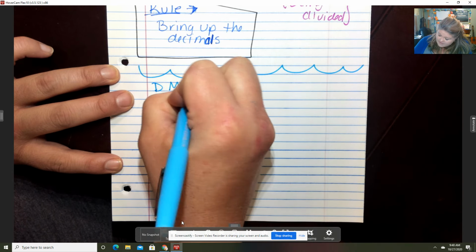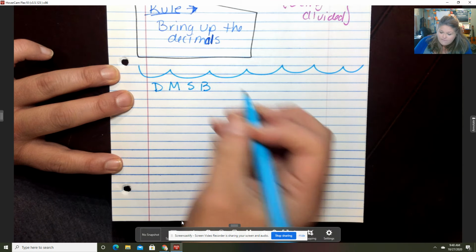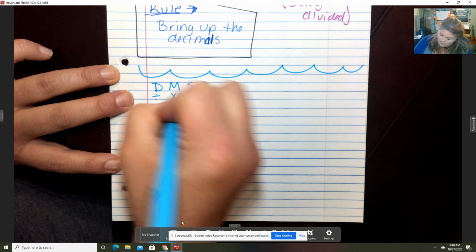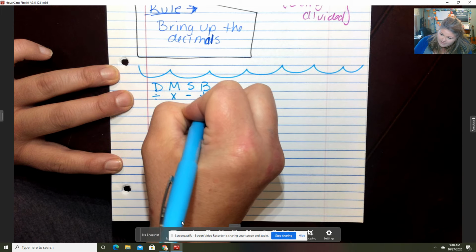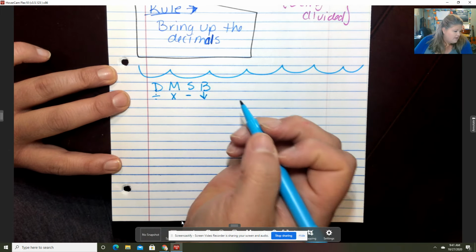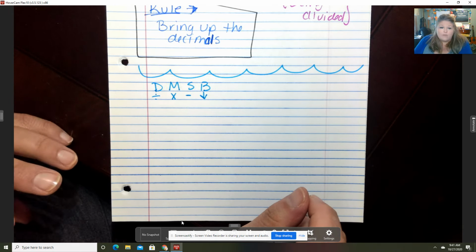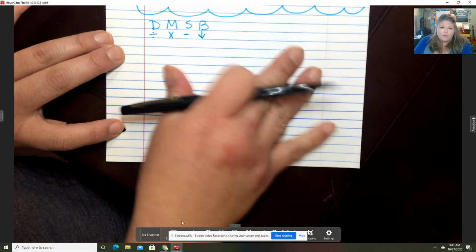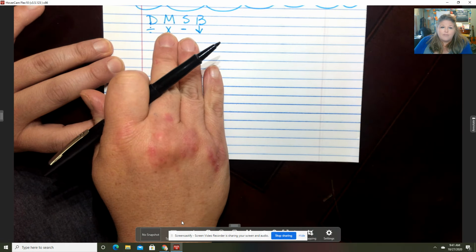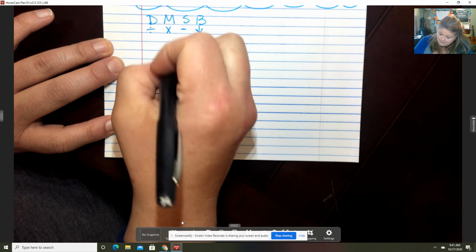Dirty monkeys smell bad. These are the rules of division: divide, multiply, subtract, bring down. Okay. Divide, multiply, subtract, bring down. That is the way that we divide. Those are the rules. That's the way we've always divided. Divide, multiply, subtract, bring down. That's the sequence that we go.